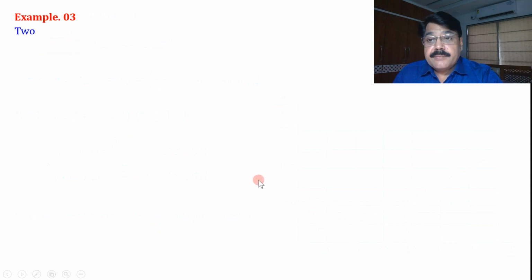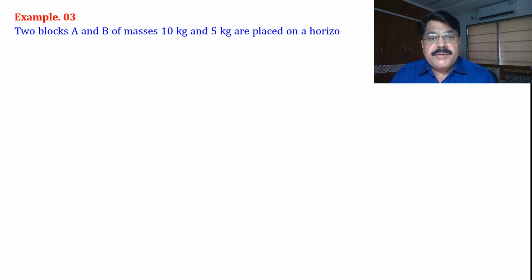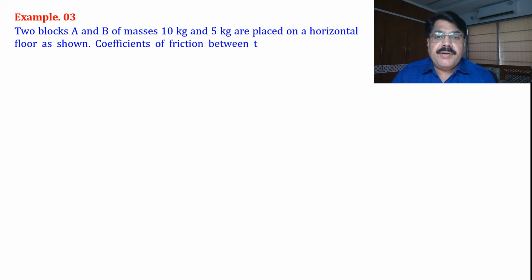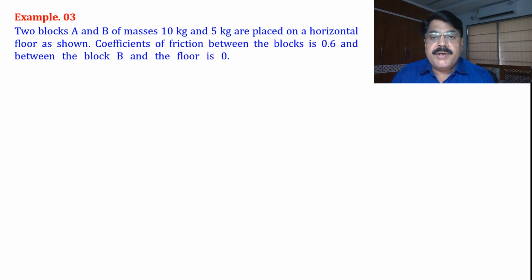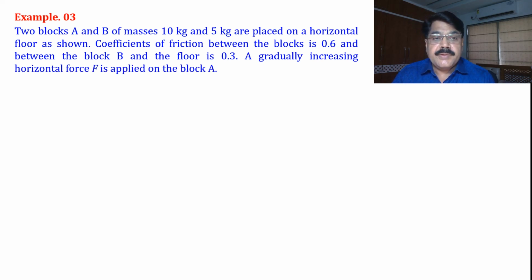Example 3. Two blocks A and B of masses 10 kg and 5 kg are placed on a horizontal floor. As shown, the coefficient of friction between the blocks is 0.6 and between block B and the floor is 0.3. A gradually increasing horizontal force F is applied on block A. Now one thing we have taken is that we are considering friction at the floor also at the same time. Just to avoid complexity in calculation, we are assuming static friction and kinetic friction to be equal.